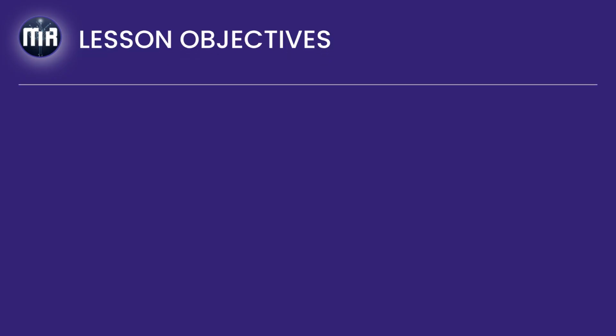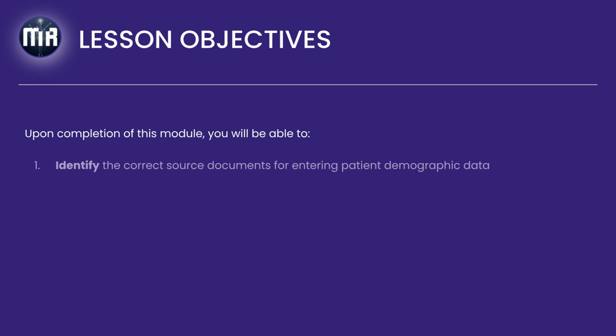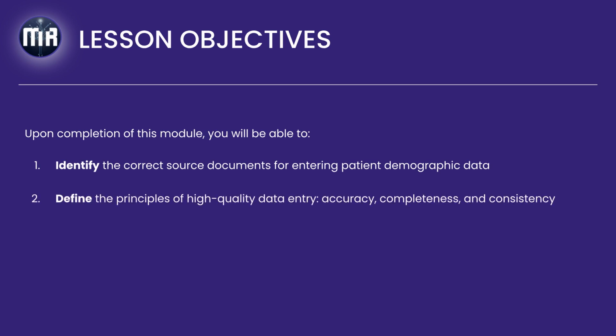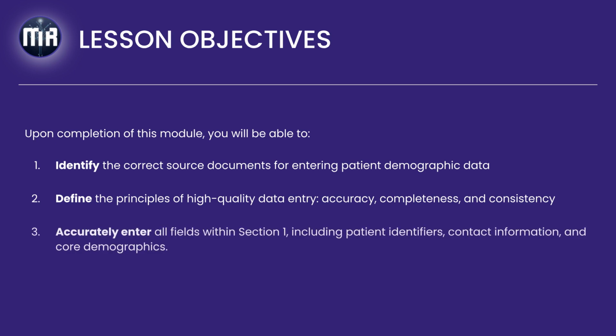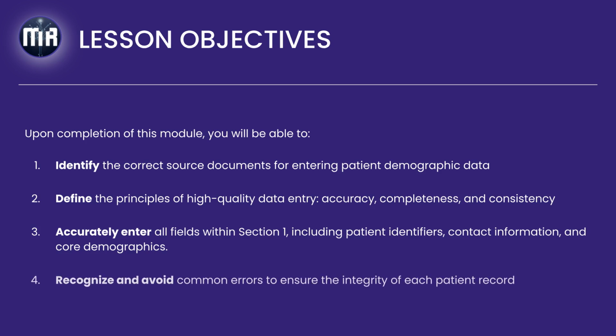Before we begin, let's review our objectives for this session. Upon completion of this module, you will be able to: first, identify the correct source documents for entering patient demographic data. Second, define the core principles of high-quality data entry, which are accuracy, completeness, and consistency. Third, you will be able to accurately enter all fields within Section 1 of the MTR form. And finally, you will be able to recognize and avoid the common errors to ensure the integrity of every patient record you create.